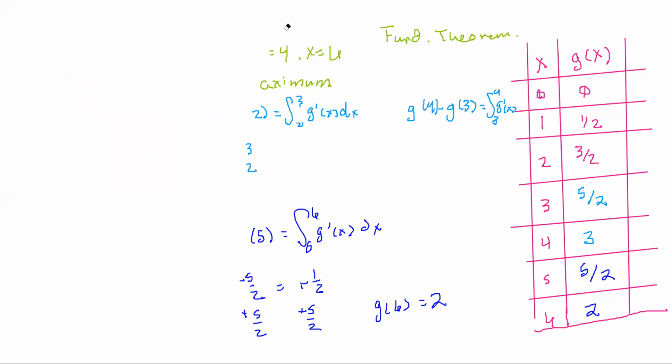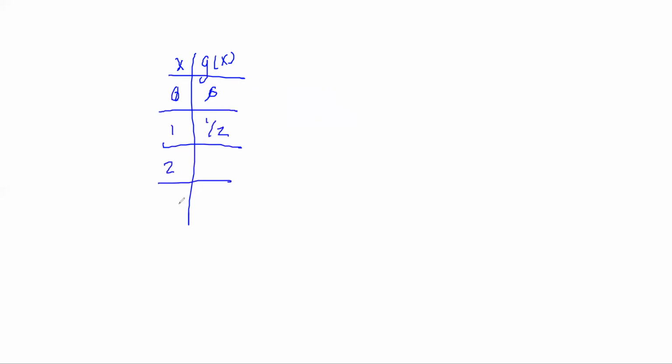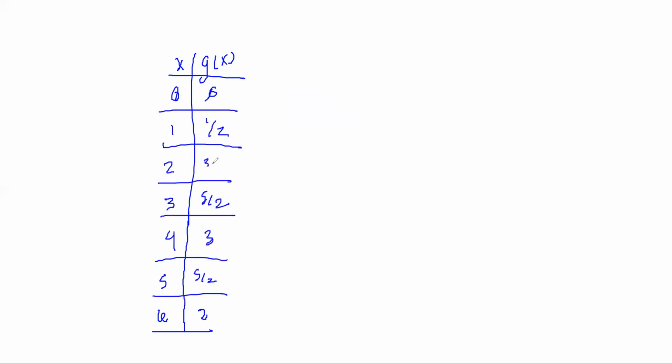Here, I'm just going to erase this all, and I'll rewrite the table. So we have x, g of x: 0, 0; 1, 1/2; 2, 3 over 2; 3, 5 over 2; 4, 3; 5, 5 over 2; and 6, 2.